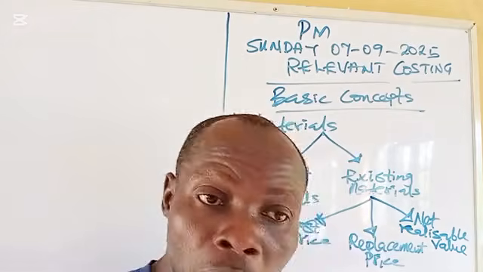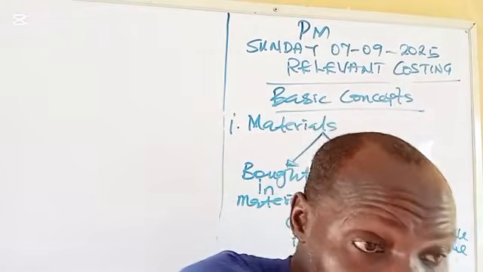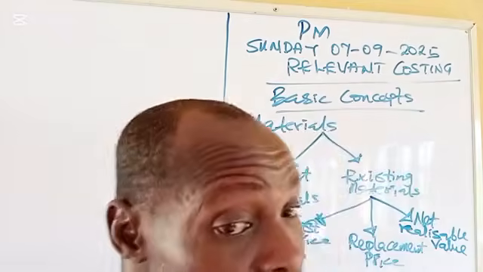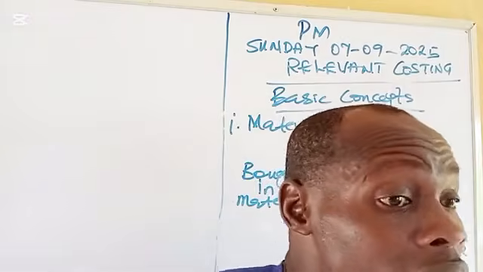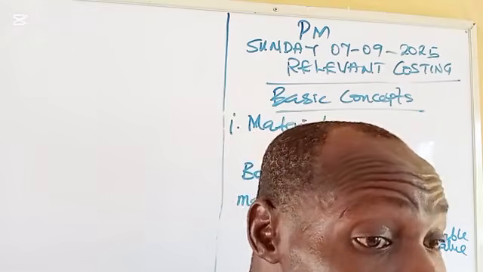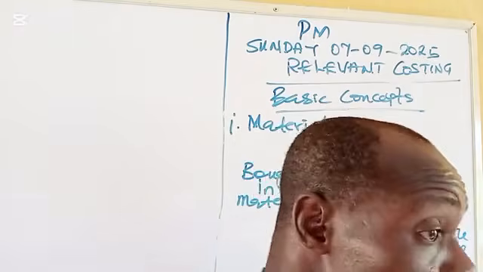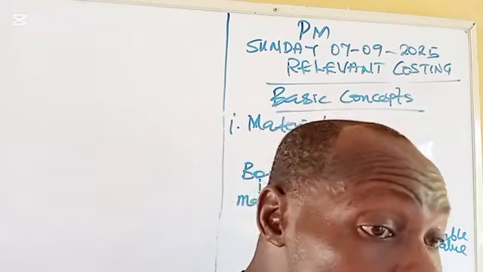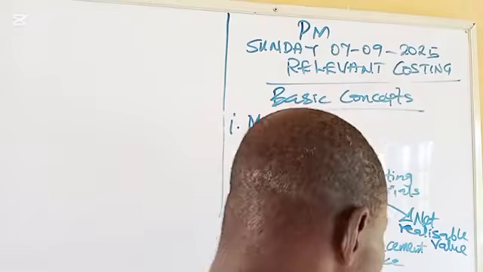1,000. But to sell it, you might have incurred certain expenses. The expenses you incur in selling it, you subtract from the amount it was sold for. If you sold it for 1,000 and you incur 200 in transporting it to the point of sale, how much did you get from it? 800. You sold it for 1,000, you transport the item to the point of sale for 200 naira. That means the amount you actually get is 800, which is the net realizable value.